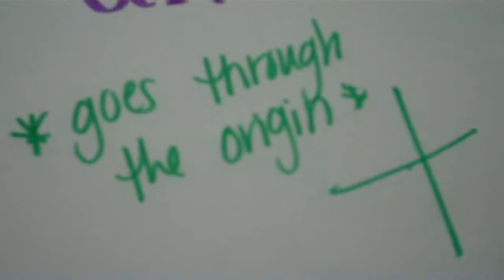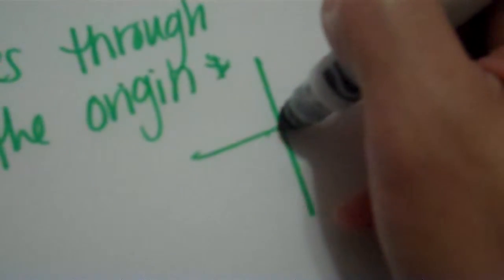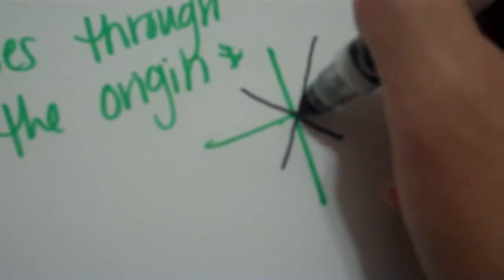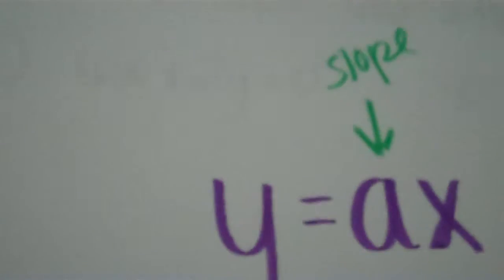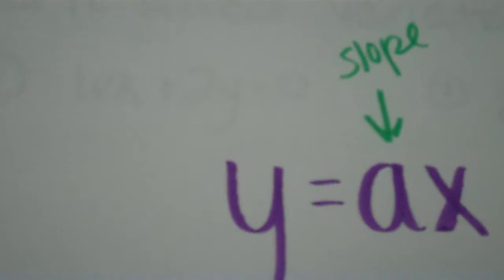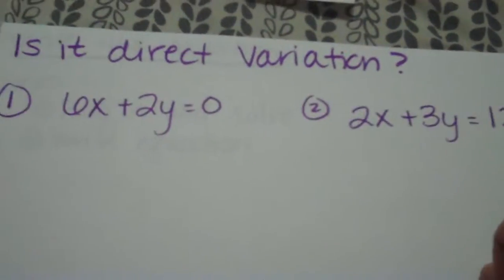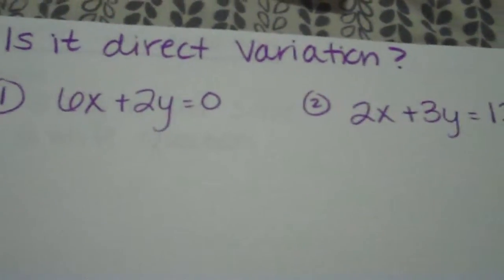If you don't know what that means, basically if you have a graph, then direct variation, no matter what, has to pass through this point. So it could be like that, or it could be like that. It doesn't matter, but it's got to hit that origin. There's two different things you're going to have to figure out. You're going to have to figure out if something is direct variation, and then you're going to have to figure out how to write the equation. So let's do the first thing. Is it direct variation? Go ahead and write these two things down. Pause if you need to, and then let's go.